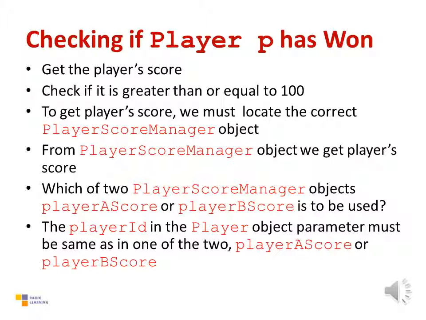How do we determine with the parameter player object which one of the two Player Score Manager objects, player A score or player B score, is to be used? The player ID in the player object parameter must be the same as in one of the two, player A score or player B score.